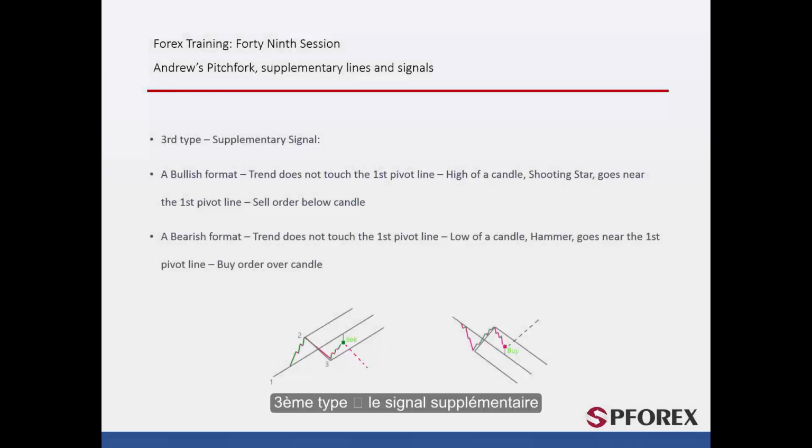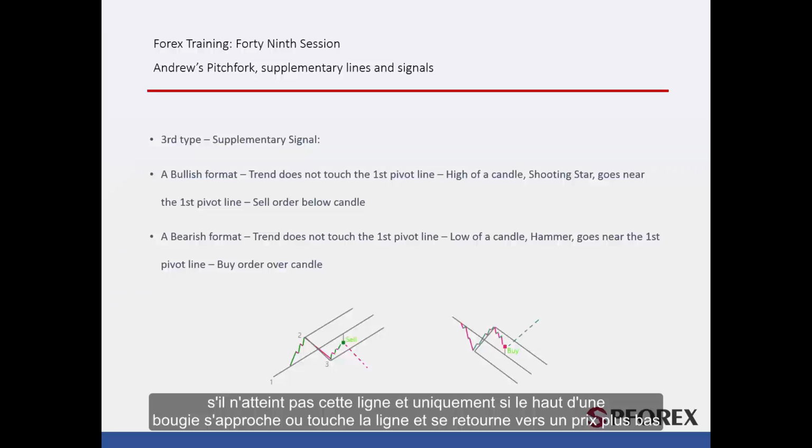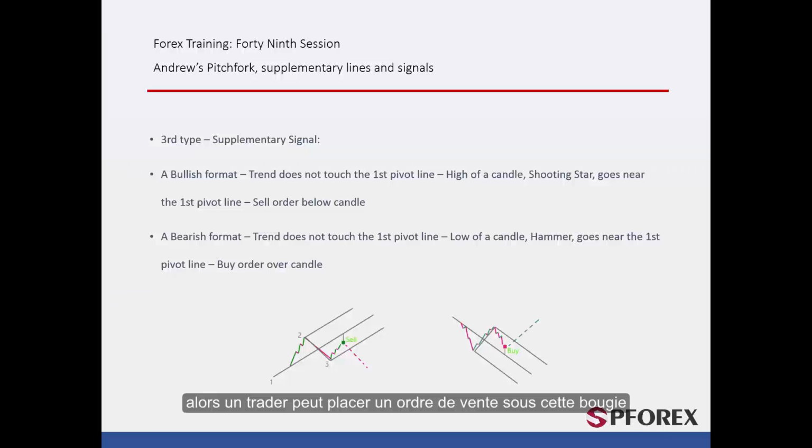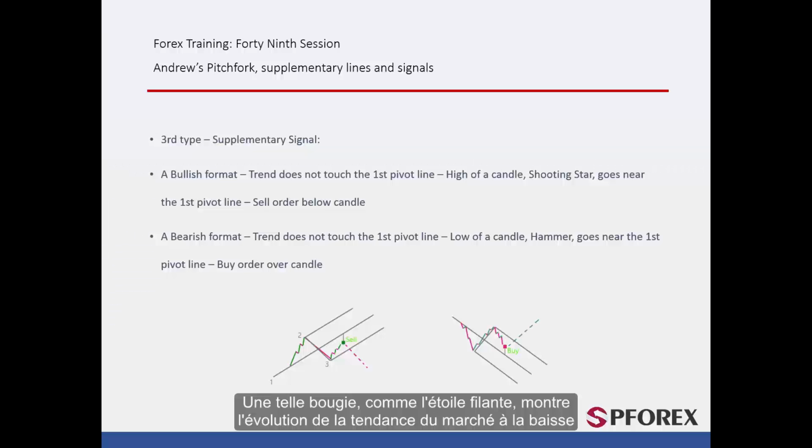Third type, supplementary signal. In a bullish pattern, after a price rises towards the first pivot line, if it does not reach this line and only the high of a candle goes near or touches it and returns to a lower price, then a trader can place a sell order below this candle. Such candles, like a shooting star, show a tendency of the market trend towards the bottom. TP price is on the third pivot line, while SL price is on the first pivot line.